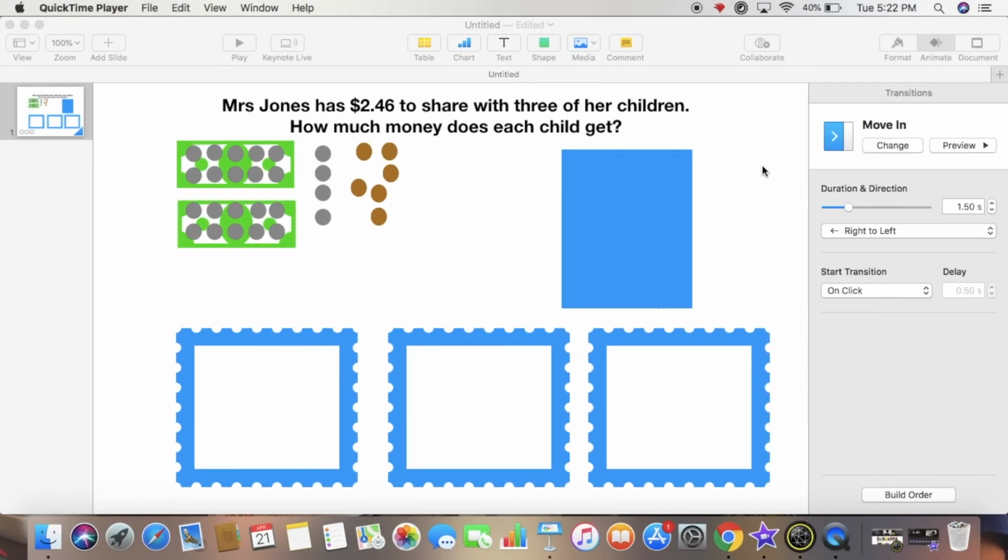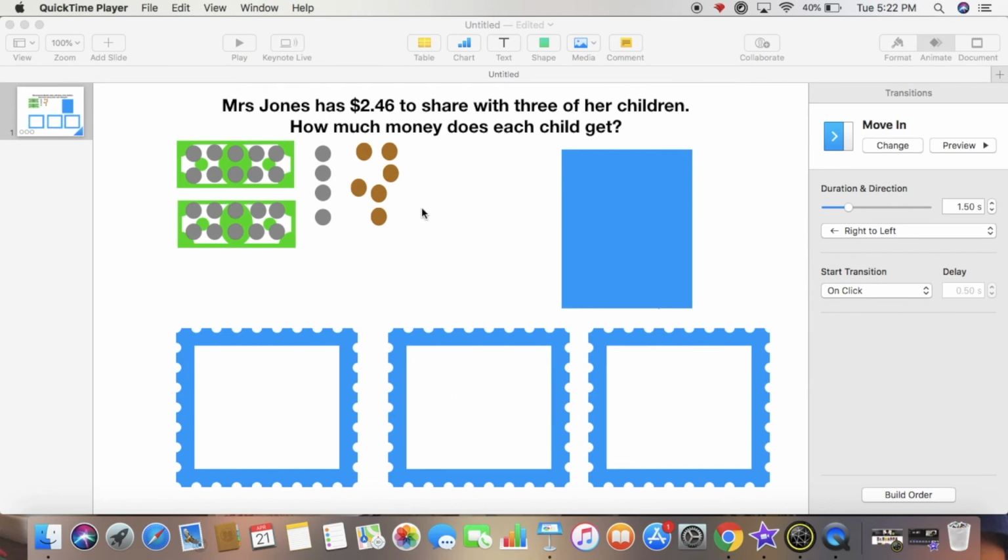Okay guys, let's start talking about dividing decimals by whole numbers with this word problem. Let's think about this for a second. Mrs. Jones has $2.46 to share with 3 of her children. How much money does each child get? We have $2.46: $1, $2, 4 dimes for 40, and 6 pennies for 6 cents. She has to share those with her 3 children. So here are my 3 boxes that we're going to split this money into for the 3 kids.